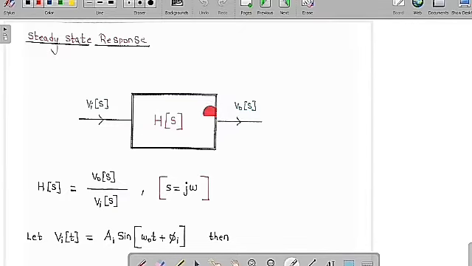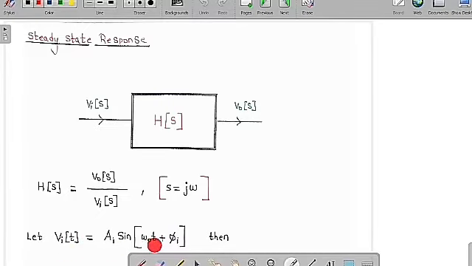So therefore, let me take a system which has input Vi(s) and output V naught(s), and H(s) is the transfer function of the system. So therefore, H(s) is equal to output by input. The transfer function of the system is equal to the Laplace transform of output by the Laplace transform of input. So H(s) is equal to V naught(s) by Vi(s), where s is equal to j omega.